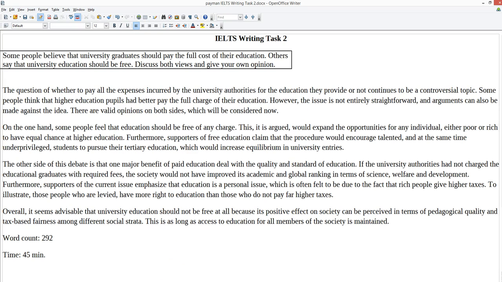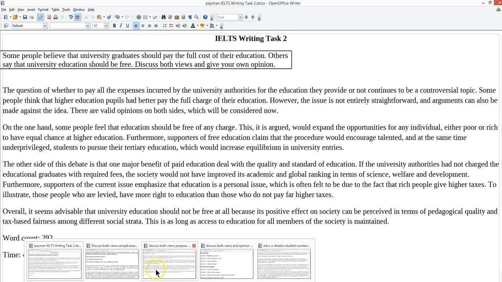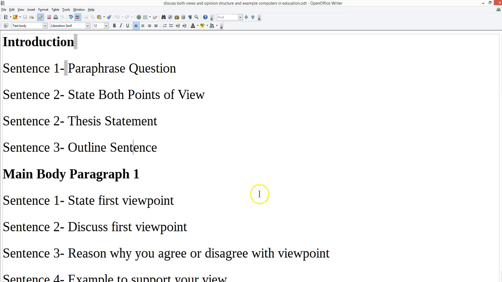So, what I recommend, where's my structure? Yeah. Sentence 1, paraphrase the question. Sentence 2, state both points of view, or either or, makes no difference. Then we need a thesis, because it says give your opinion, so we want to know in the introduction what you think, and then we need an outline sentence.